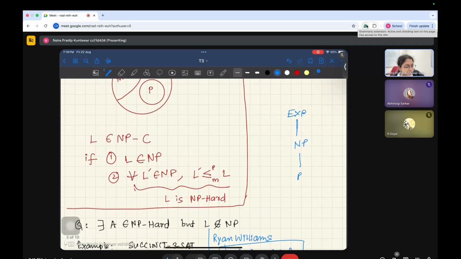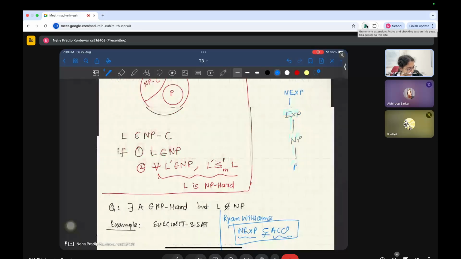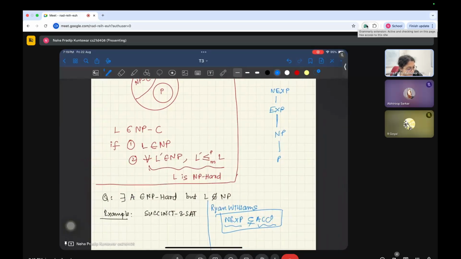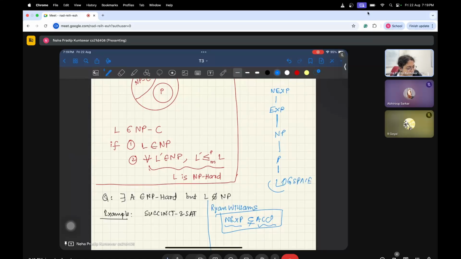Okay, then you can define the non-deterministic counterpart of this, which is NEXP. And within P we have L, the log space machine. Okay, this is what we are doing today.